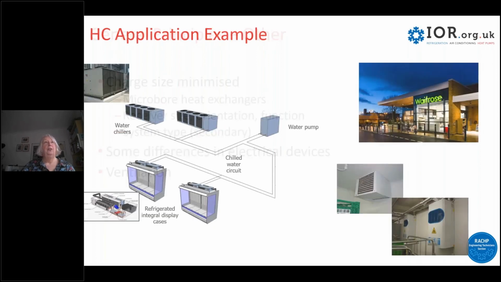So to give you some examples of hydrocarbon, one main example of an application of hydrocarbons in large supermarkets, this is a typical Waitrose supermarket where hydrocarbons are being used in integrals on the shop floor. Typically, the charge in each of these little condensing units here is about 1 kilogram, maybe less, and they are water-cooled rather than air-cooled. So chilled water is circulated around the shop floor to take the heat away from the water-cooled condensers in these little condensing units, and then that water is chilled with externally mounted chillers. And the charge size in these chillers could be 7.5 kilos per circuit.